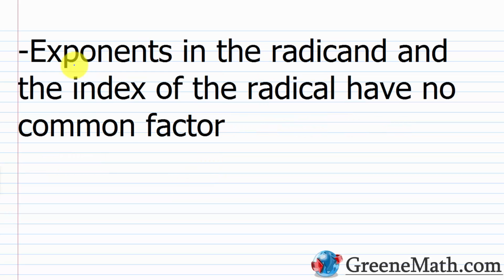Now, lastly, we see that exponents in the radicand and the index of the radical have no common factor. So what this means is if you had something like, let's say, 5 to the 6th power, and let's say you had the 9th root of that. Well, between the 9 and the 6 there, you have a common factor of 3. So you can quickly say, okay, if I divide 9 by 3, I get 3. And if I divide 6 by 3, I get 2. So this would be the cube root of 5 squared, or basically the cube root of 25.